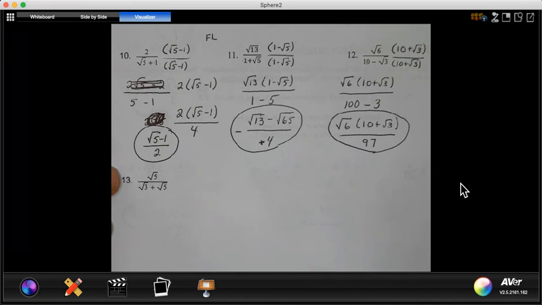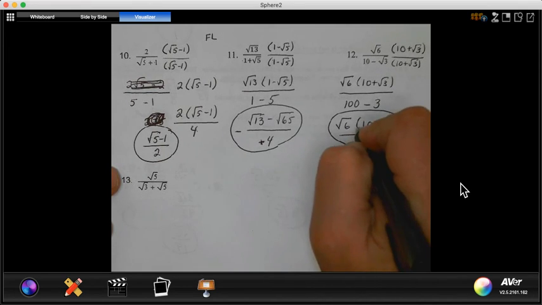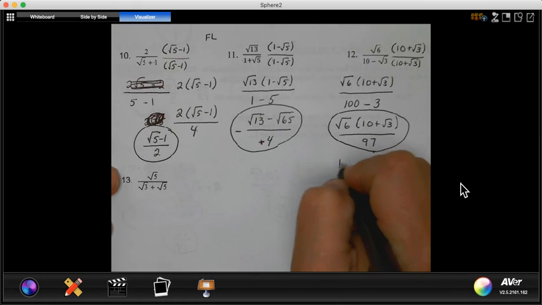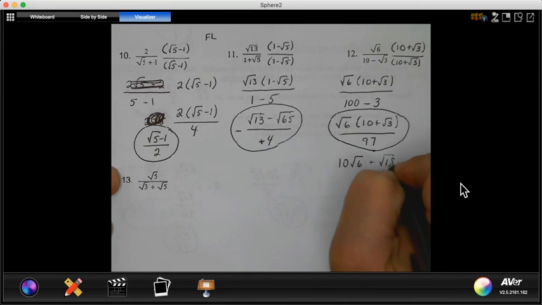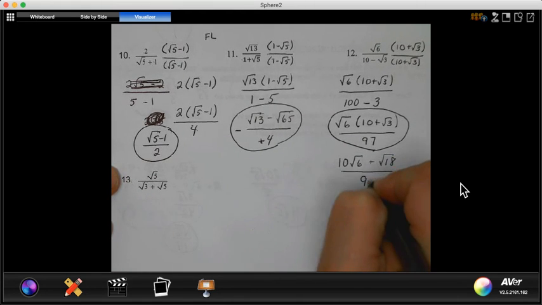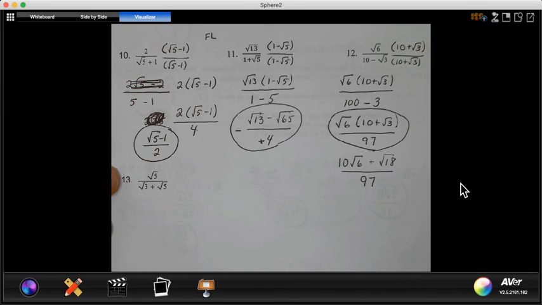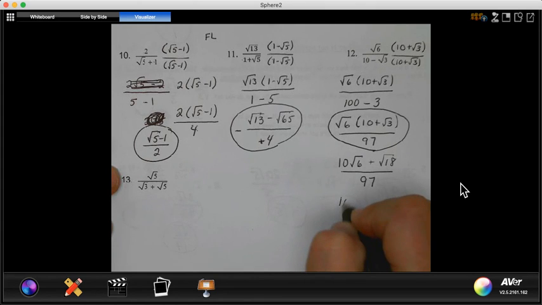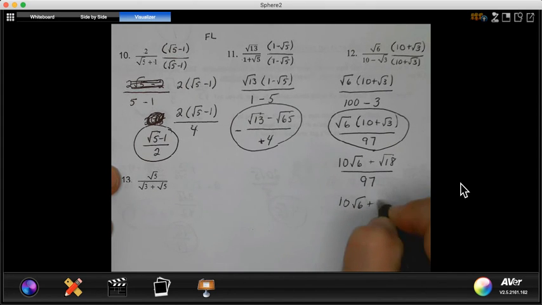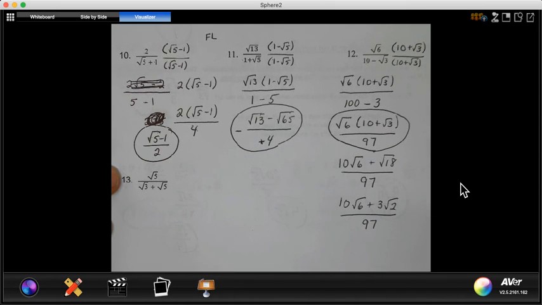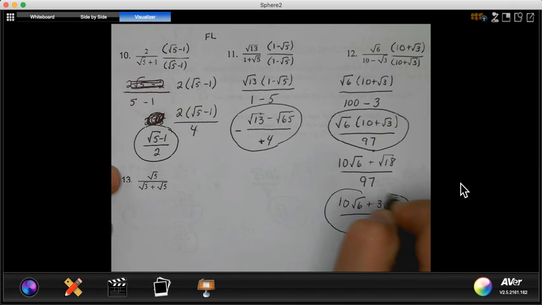and that wasn't one of our choices. Well, then we would need to distribute the root 6. So we would have 10 root 6 plus root 18 all over 97. And then we go look for that answer, and we're like, oh, I don't see that one. Well, it's because root 18 is not in lowest terms. That's 3 root 2. So 10 root 6 plus 3 root 2 over 97. That also could be an answer.